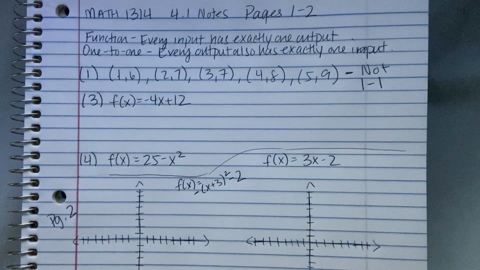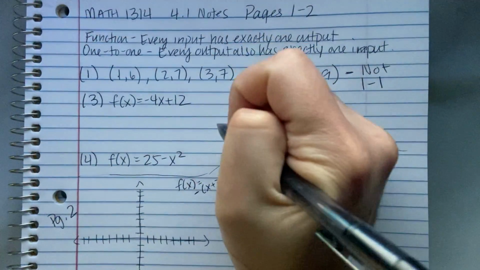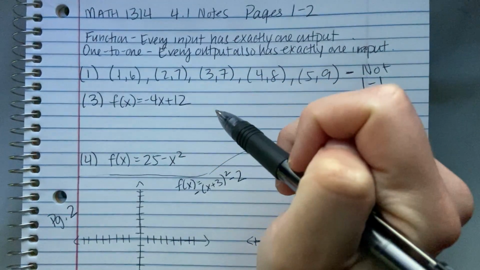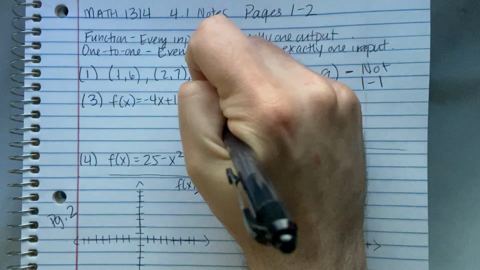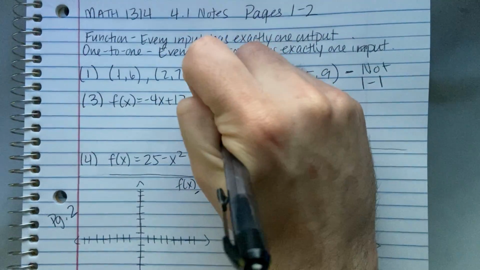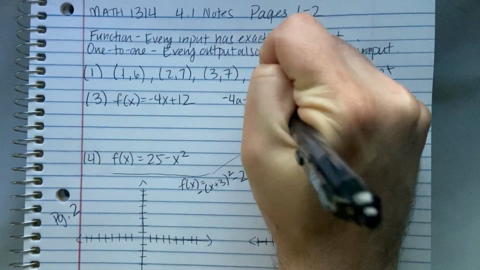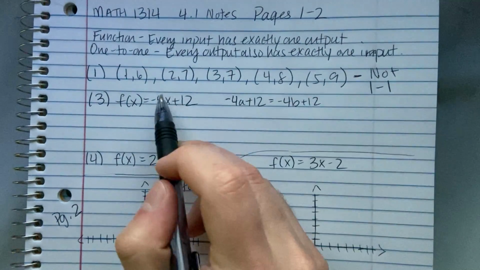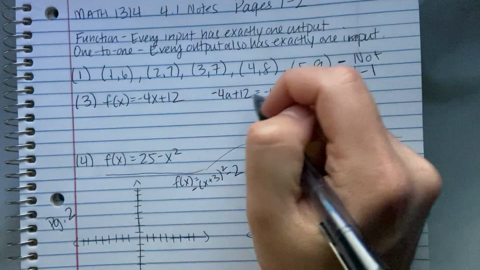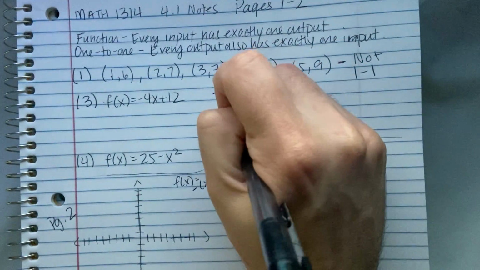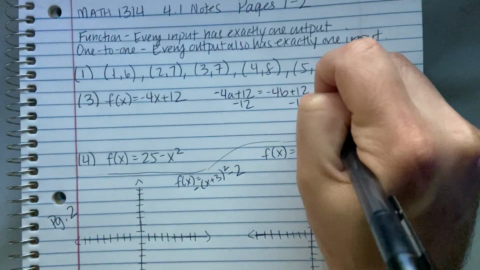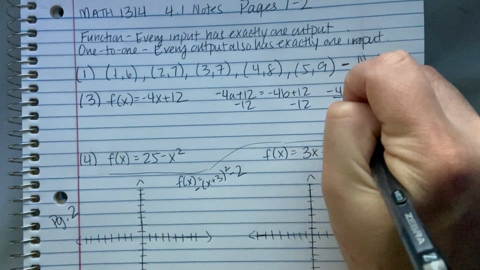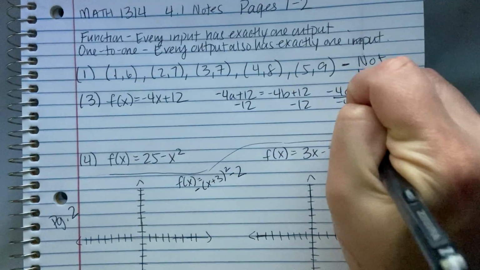Number 3 is f of x equals negative 4x plus 12. To prove a function is or is not one-to-one, what you're supposed to do is plug in a and plug in b and set them equal. So this is the y value of a and b because you're plugging them in. Now you need to get back to a equals b. So subtract 12, get negative 4a equals negative 4b, divide by negative 4, get a equals b.